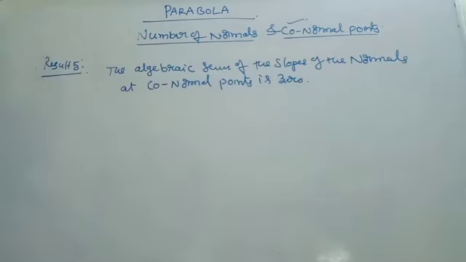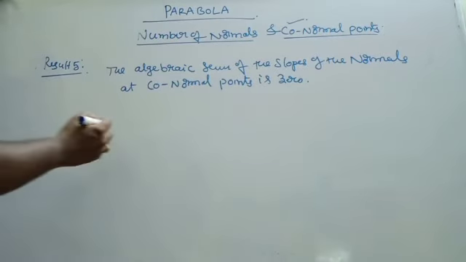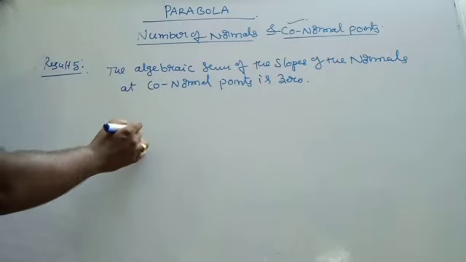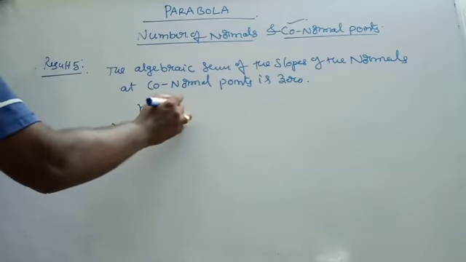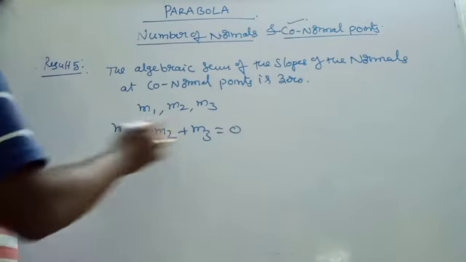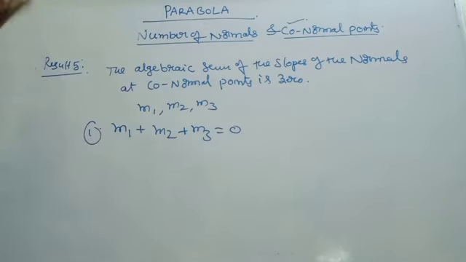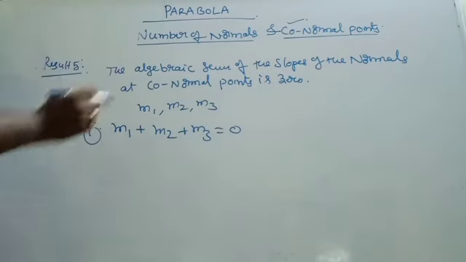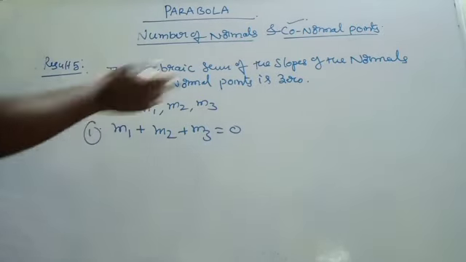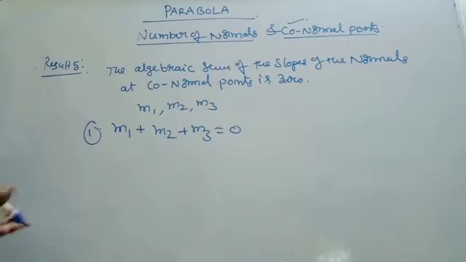Now see, we have a sub result based on what we did: the algebraic sum of the slopes of the normals at co-normal points is 0. That means we need to prove that the slopes of the normals, m1, m2, m3, satisfy m1 plus m2 plus m3 equal to 0. We already proved this as the first result. This is the only result they are asking for here. Just for reference, once again I am repeating: the algebraic sum of the slopes of the normals at co-normal points is 0, that is, m1 plus m2 plus m3 equals 0. Already we have got it.